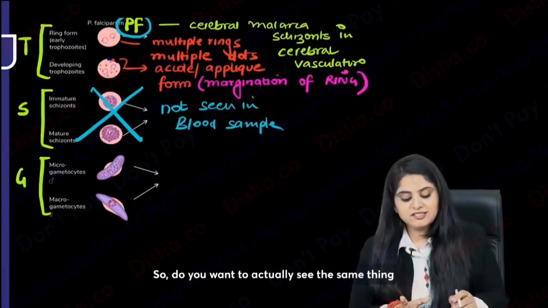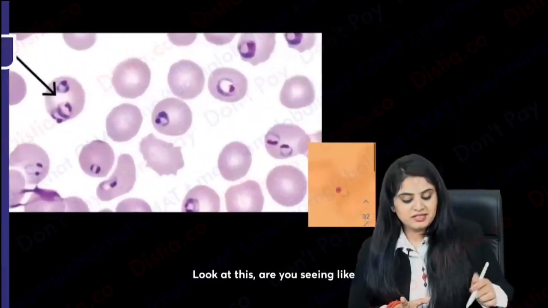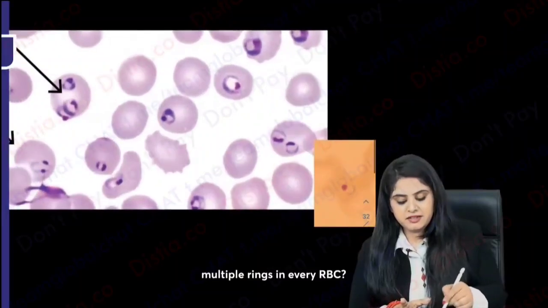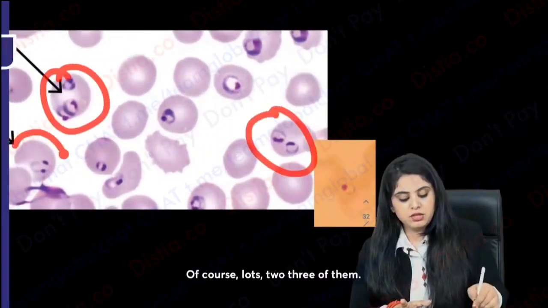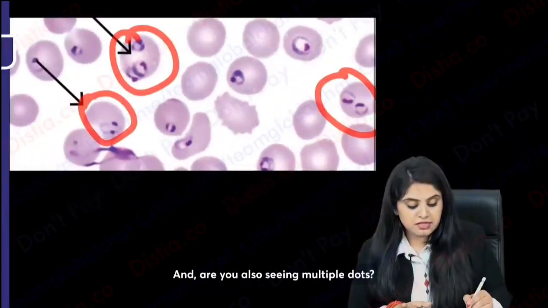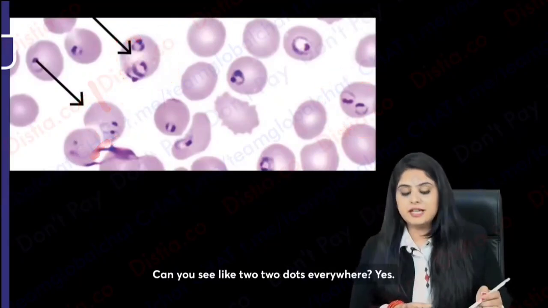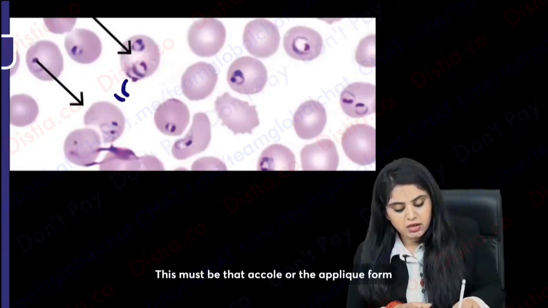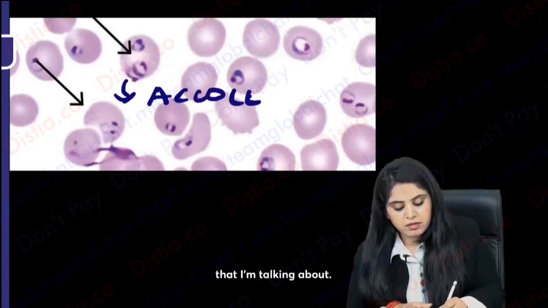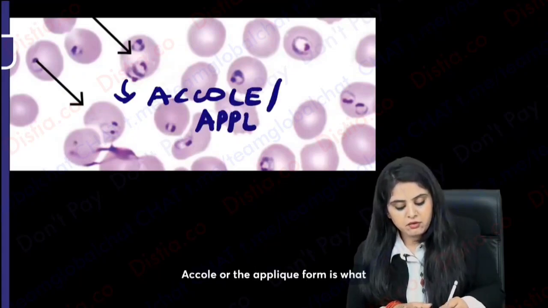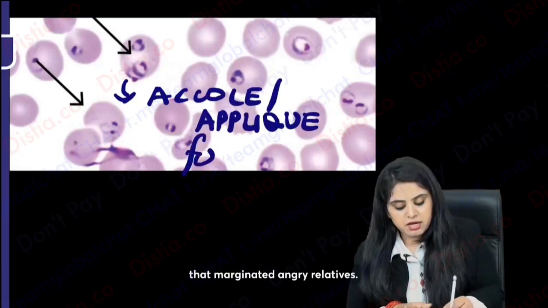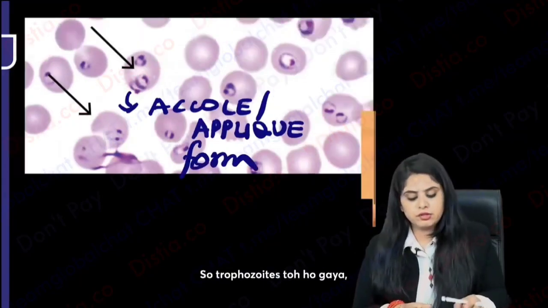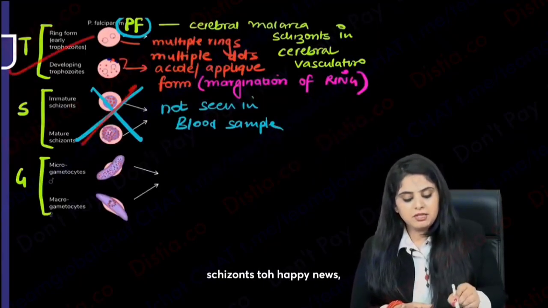So do you want to actually see the same thing that I've taught you? Look at this. Are you seeing like multiple rings in every RBC? Of course, lots, 2-3 of them. And are you also seeing multiple dots? Can you see like two dots everywhere? Yes. But can you see one ring is sitting at the corner? This must be that acole or applique form that I'm talking about. Acole or applique form is what we are seeing over here, that marginated angry relative. So trophozoites to ho gaya. Schizont to happy news. Dekhna hi nahi hai.